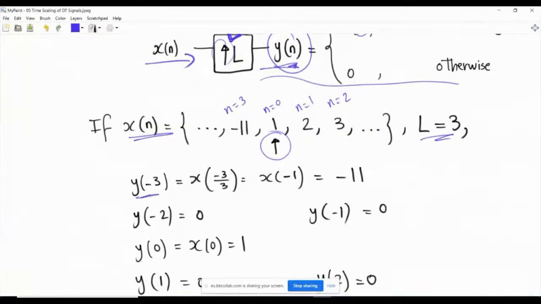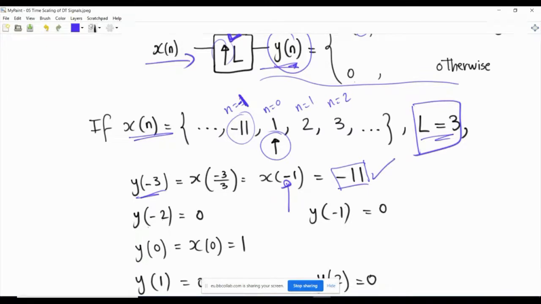So what is y of minus 3? According to the rule, this will be x of minus 3 over 3. I will take here as an example L equal to 3. So minus 3 is divisible by 3, and the result is minus 1, which is an integer, fine. And this is x of minus 1, so basically this is what we have here.